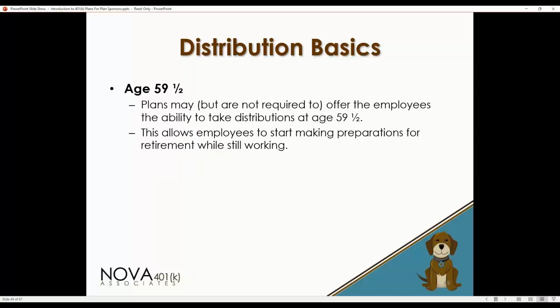Age 59 and a half is also usually called in-service withdrawal, and it's because it's just that. It is an optional item that can be put into the retirement plan to allow participants who are actively employed and have reached age 59 and a half to withdraw their funds and move it wherever they wish. There doesn't have to be a specific reason. They just need to have met the requirements of age 59 and a half and actively employed.